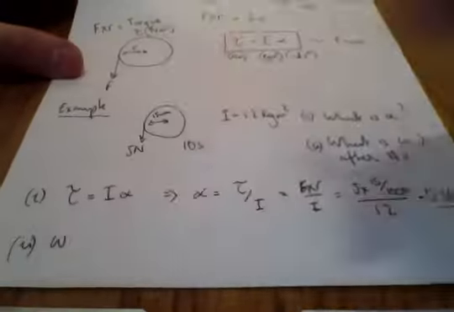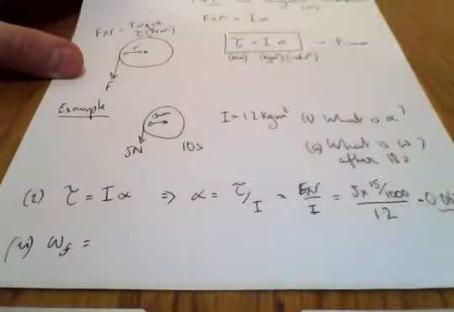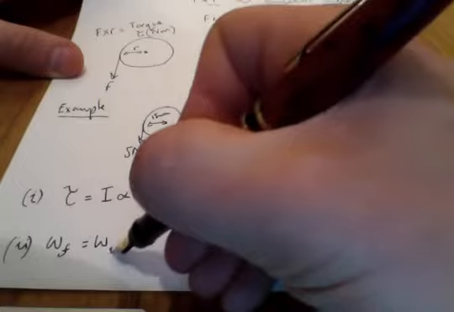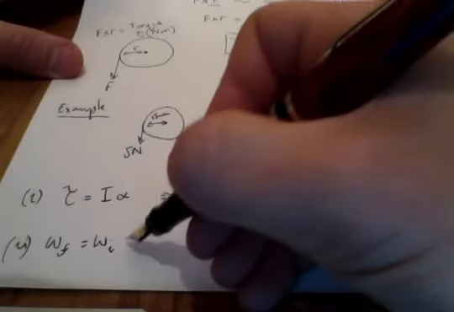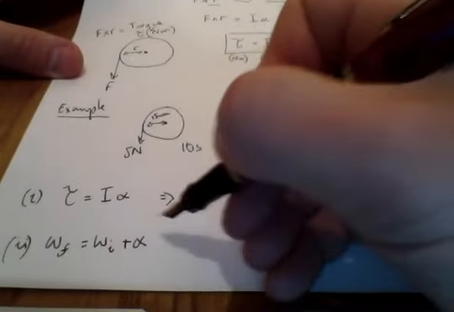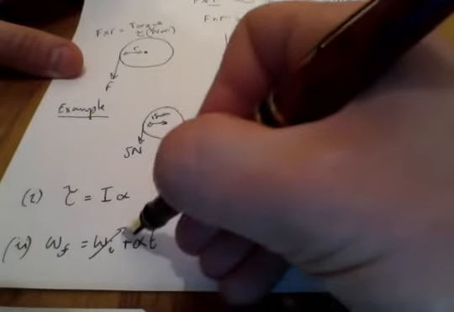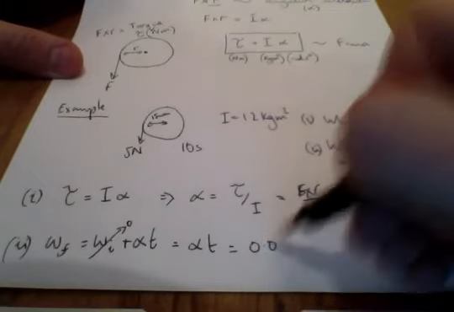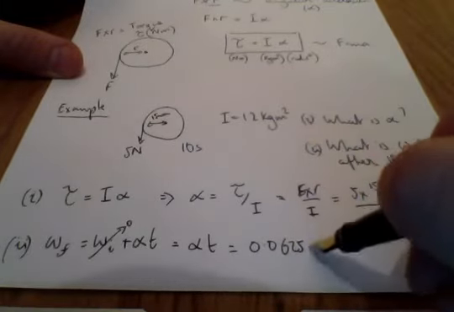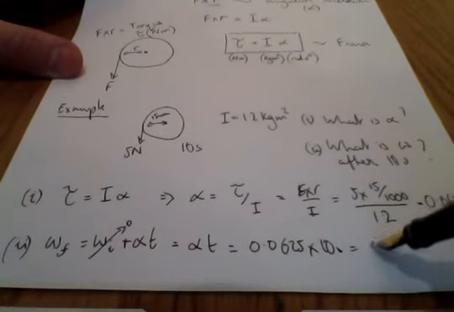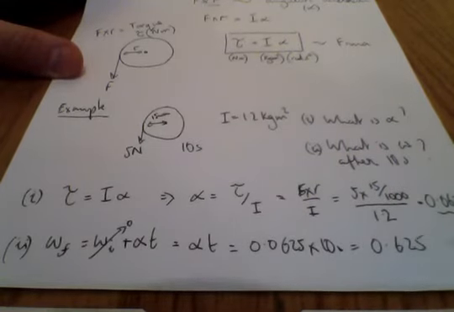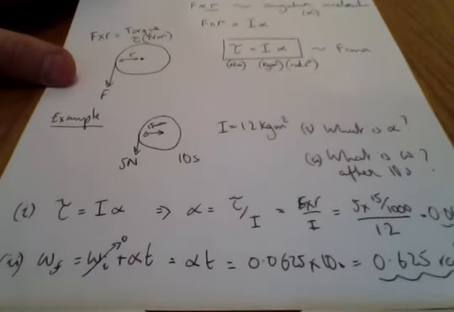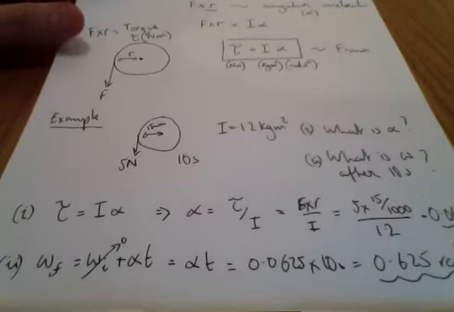Okay, part 2, what is omega after 10 seconds? Well, it's whatever the initial angular speed is, plus angular acceleration times the time period. We know that's 0 initially, so therefore it gives us simply alpha t, which is 0.0625 multiplied by the 10 seconds, giving us 0.625 rad per second. Hopefully straightforward. Okay, let's go for another one.